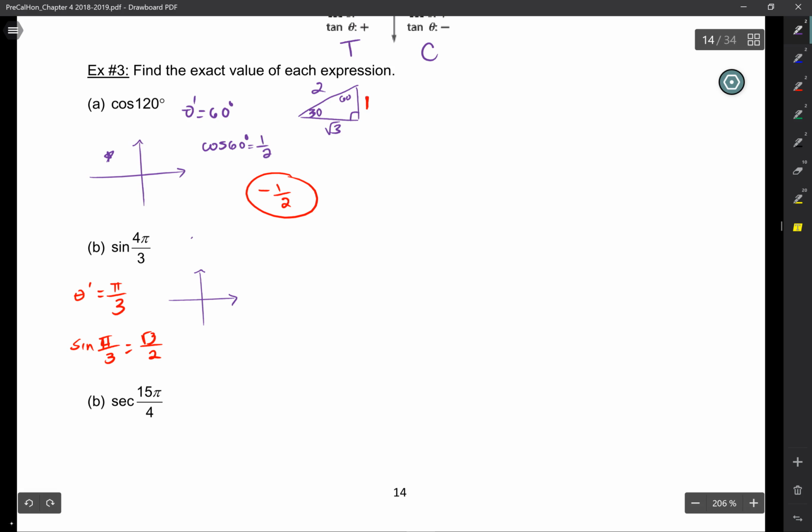Okay, so here's how we do it. 4 pi over 3 is 4/3 pi. This is 1 1/3 pi. This is the only time I use mixed numbers. 1 pi and another 1/3 pi is in the third quadrant. And over there, sine is negative, so we get negative root 3 over 2.